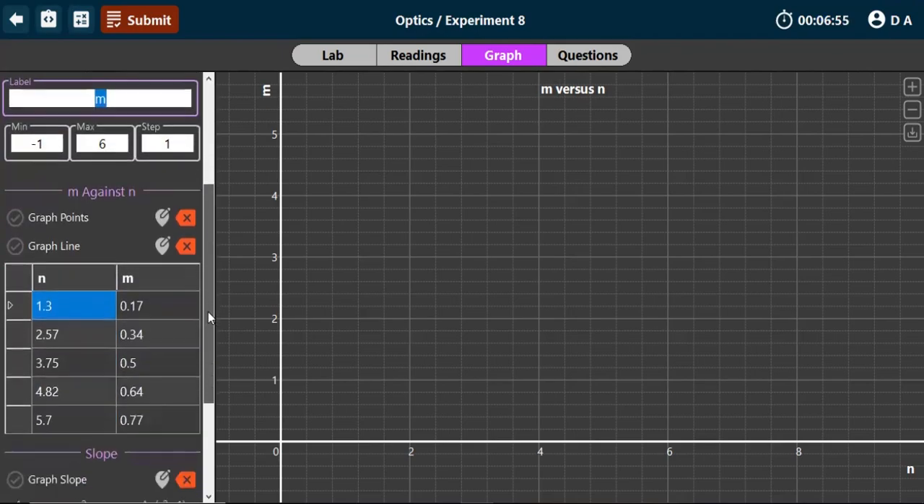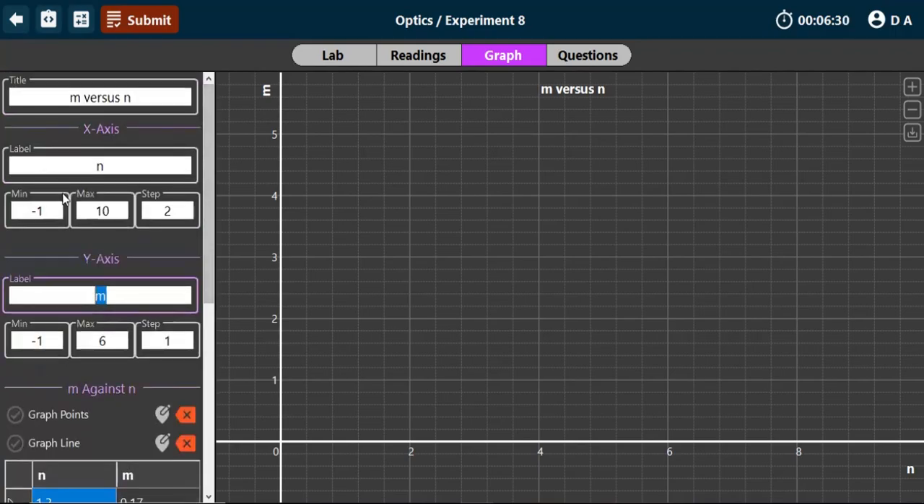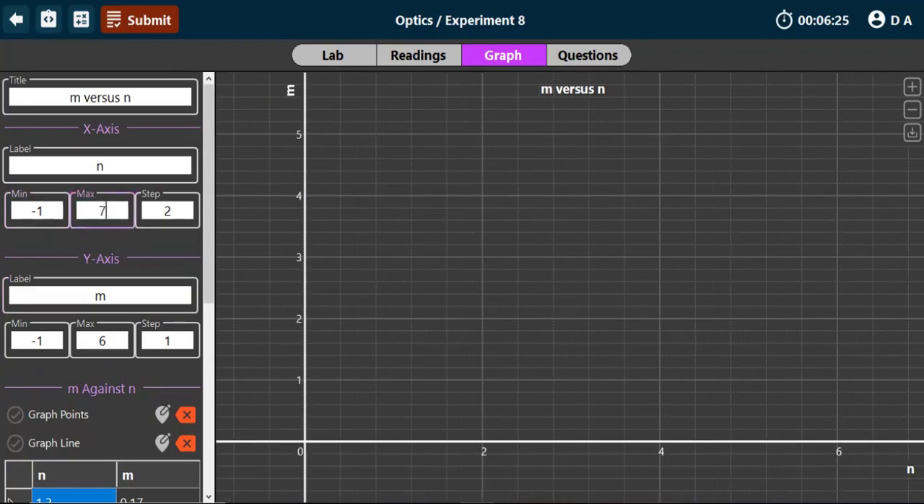The range is determined by the range of values that you have here. If you want to know how to get the perfect or the ideal range, check out our video on how to make a good plot. But based on what I have here, the maximum is 5.7, the minimum is 1.3. So you want to have a range that contains all those values with extra spacing on the left and right. So I'm going to go with -1 and a maximum of 7 with a step of 1.